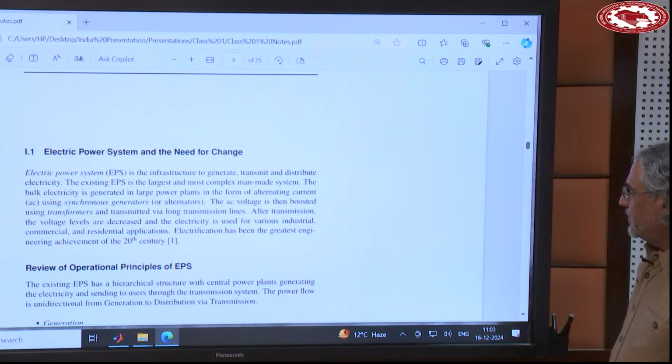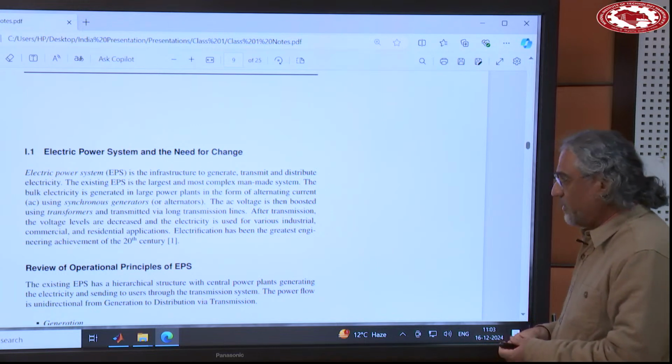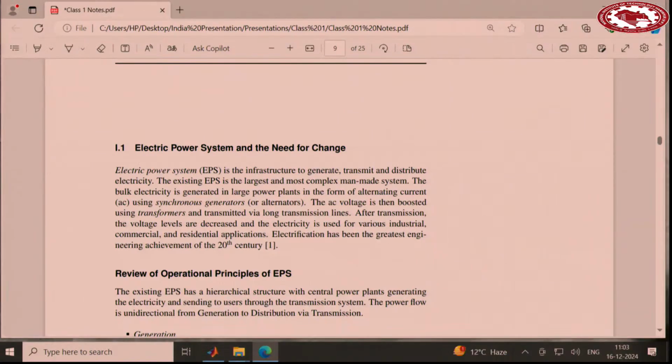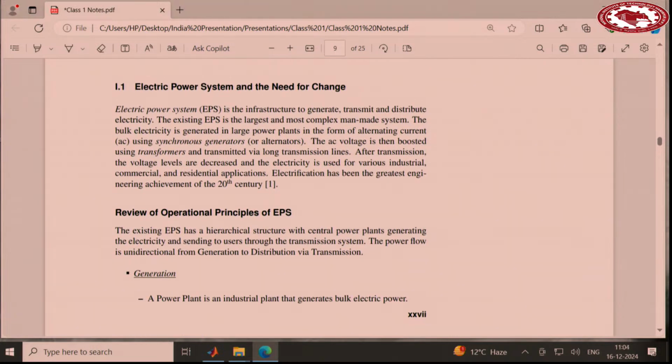All right, so introduction. This is about the electric power system and the need for change. Most of this will be known by you, but just to reiterate the things that we have about the electric power system. We know it's the infrastructure to generate, transmit, and distribute electricity. And it's the largest and most complex man-made system that we have. Bulk electricity is generated in power plants, and then currently we know it's AC, and is transmitted through the transmission system to the distribution where it is used and consumed.